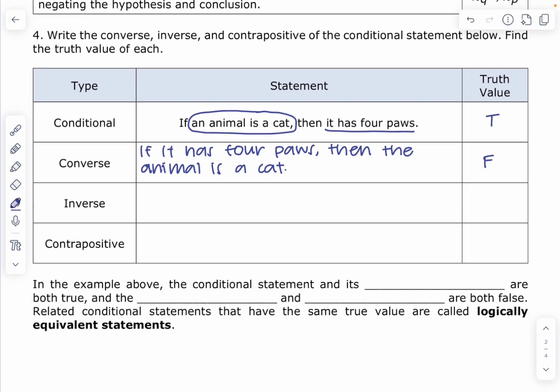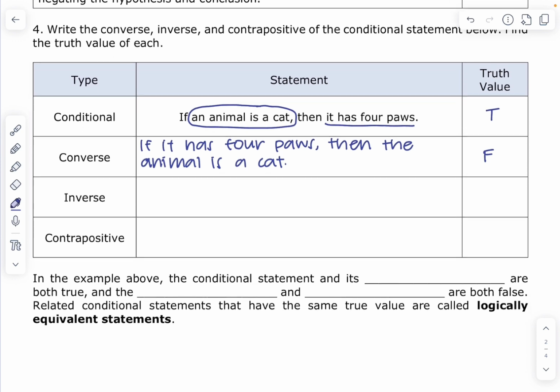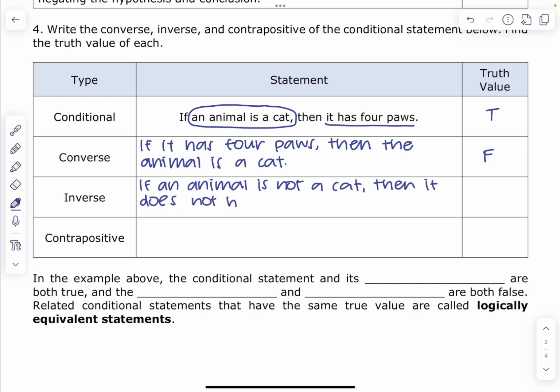Okay, let's look at our inverse now. Remember, our inverse keeps the same order of our hypothesis and conclusion, but we're going to take the negation of them. So we're going to say, if an animal is not a cat, then it does not have 4 paws.